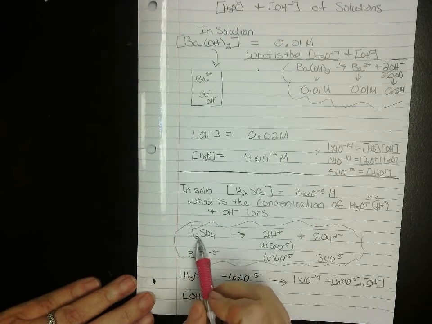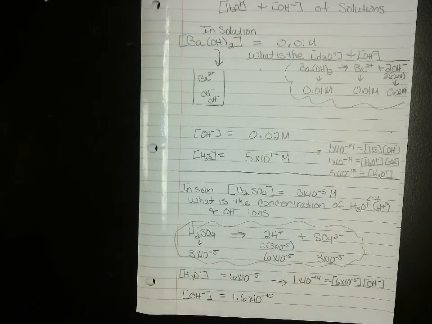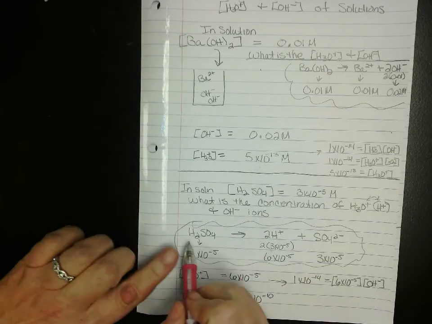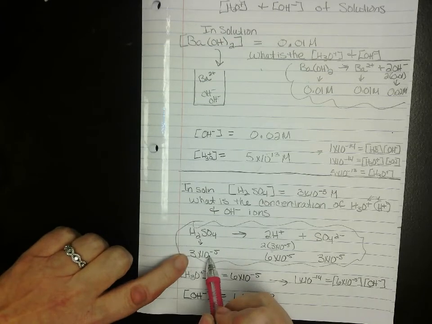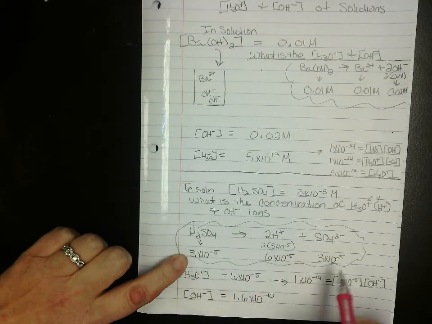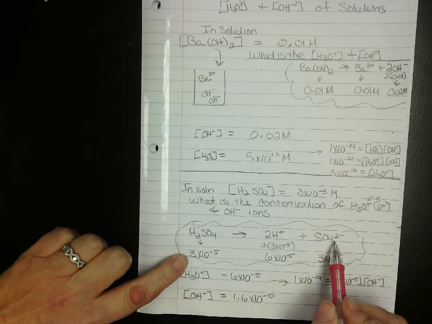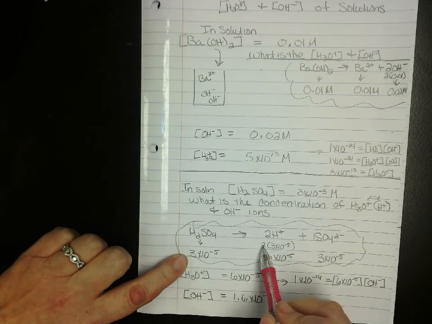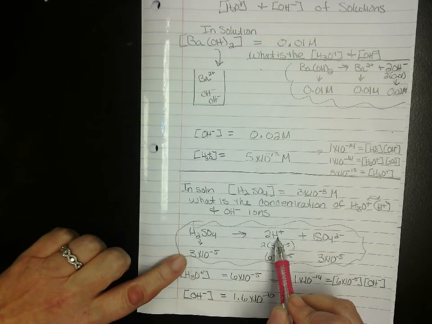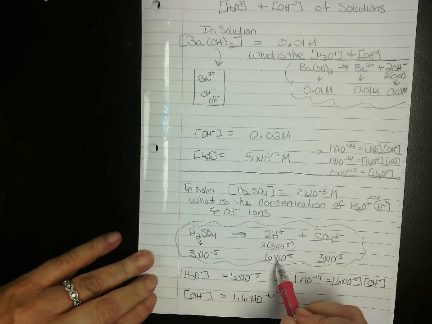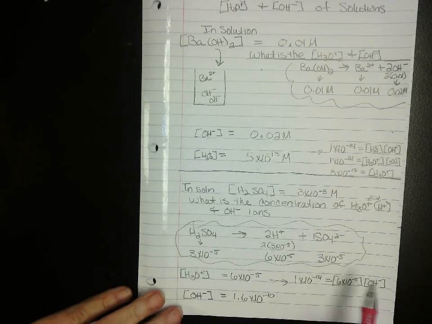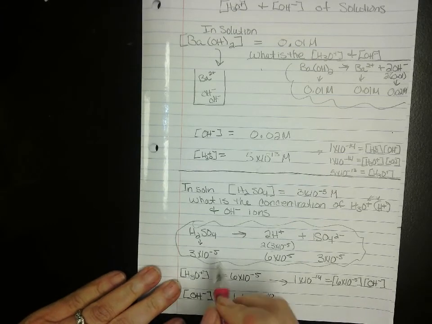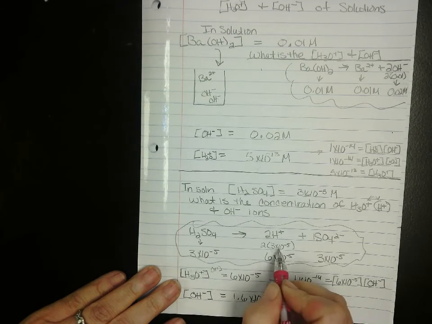So my H2SO4 or my sulfuric acid will break apart into 2 hydrogen ions and 1 sulfate ion. So if my concentration before I put it in is 3 times 10 to the negative 5th, when it breaks apart, I will have 3 times 10 to the negative 5th of my sulfate because there's only 1 of them, but then I have 2 times that concentration because there's 2 H plus ions, so that's 6 times 10 to the negative 5th. So my concentration of my H3O plus, which is also, remember, H plus, is that.